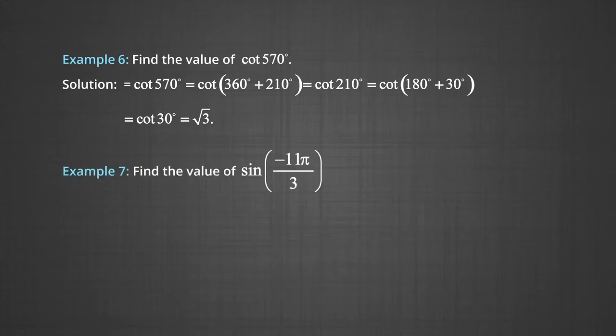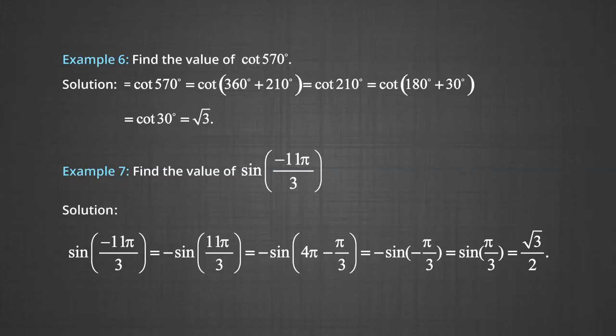In example 7, we will find the value of sine of minus 11 pi by 3. Sine of minus 11 pi by 3 is equals to minus times sine of 11 pi by 3, because sine of minus theta is minus times sine theta. Therefore, minus sine 11 pi by 3 can be written as minus sine of 4 pi minus pi by 3, which is equal to minus times sine of minus pi by 3, which in turn becomes sine of pi by 3. And value of sine of pi by 3 is root 3 by 2. Therefore, sine of minus 11 pi by 3 is equal to root 3 by 2.